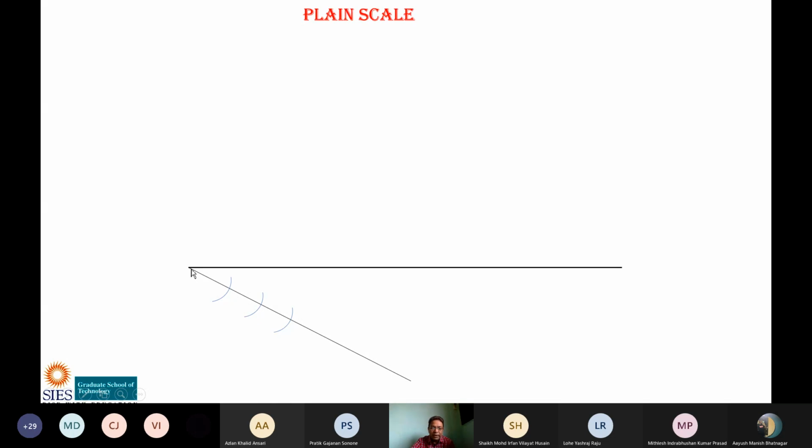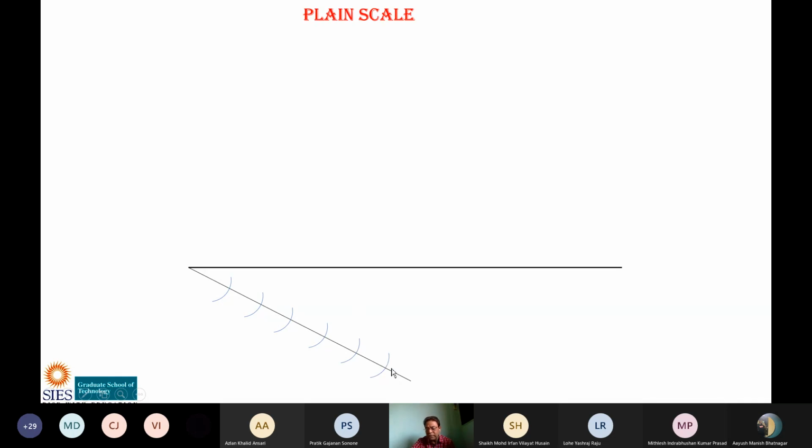So first time I am keeping the leg of the compass here and drawing the arc here. Second time I am keeping the leg of the compass here and drawing the arc here. Third time I am keeping the length of the compass here and drawing an arc here, and so on. 4, 5, 6. Okay, let the line be extended.